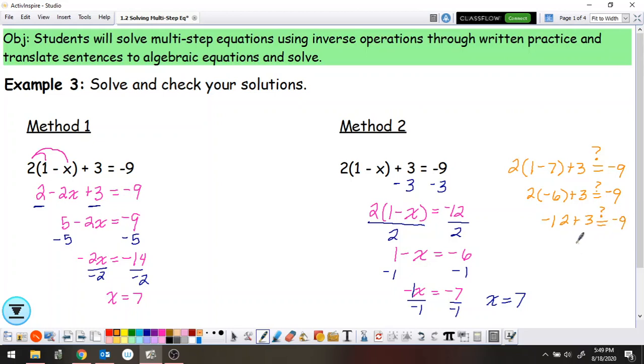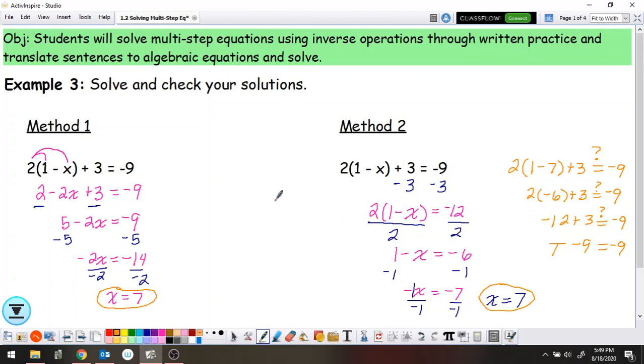Negative 12 plus 3 is negative 9. Negative 9 does in fact equal negative 9. I'm going to put a T here for true. So that means x equals 7 is the correct solution to this equation.